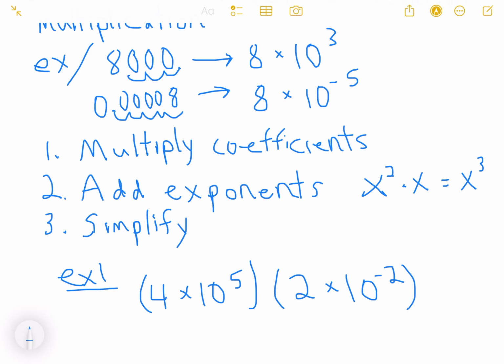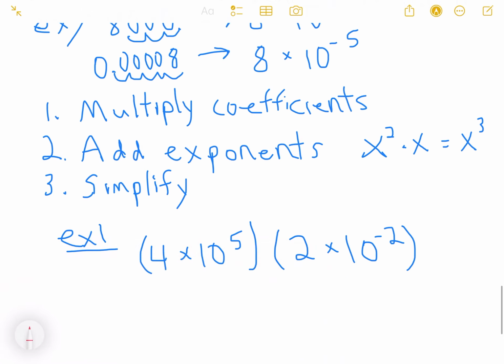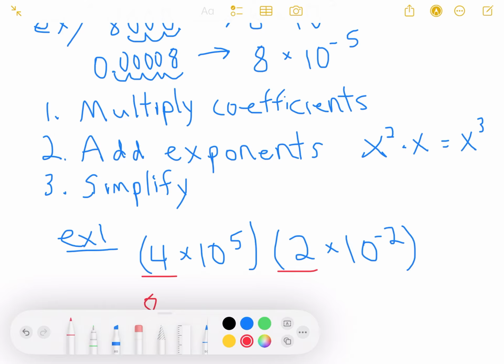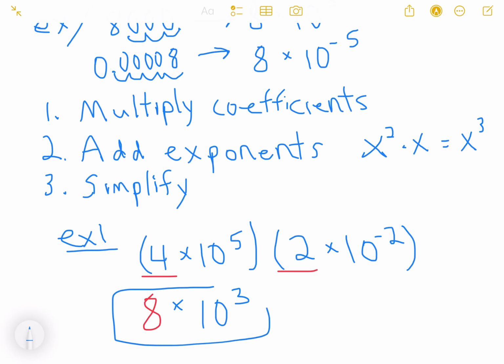Let's follow my steps. I can multiply my coefficients. So what is my coefficient? Well, it's the number in front of my exponent here. So I'm just multiplying 4 and 2, which gives me 8. And then for the exponent, I'm still going to write times 10 here, and then I think, what is 5 minus 2? Well, 5 minus 2 is 3, so I have 8 times 10 to the power of 3, and that's my answer.